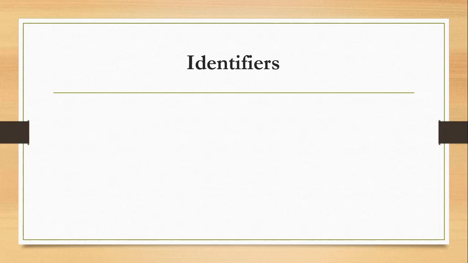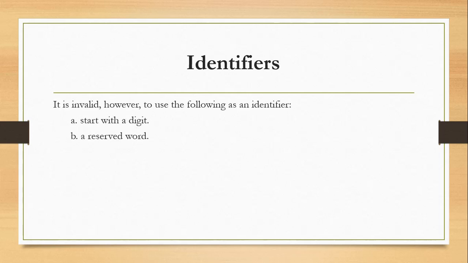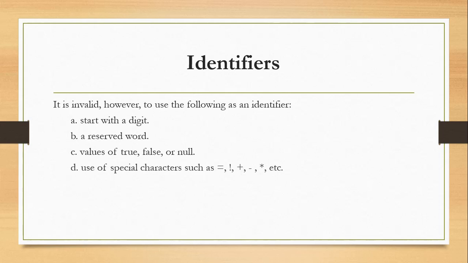There are also invalid identifiers. An invalid identifier starts with a digit, uses reserved words, uses values such as true, false, or null, or uses special characters such as equal sign, asterisk, plus sign, exclamation point, etc. The name must not contain any space or white space.